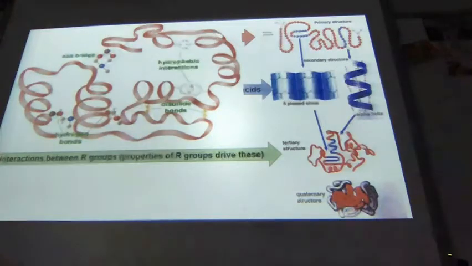So if a question was posed, there's a point mutation on the polypeptide chain. What structure would it affect? Would we say that it would affect secondary and tertiary? I would. Tertiary would be my favorite one. I'd want tertiary in there for sure.